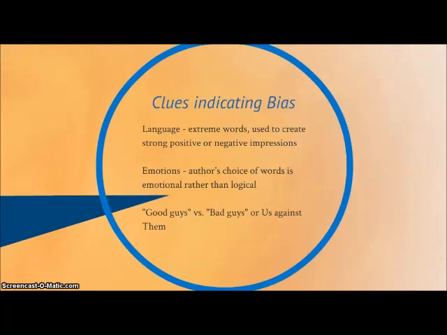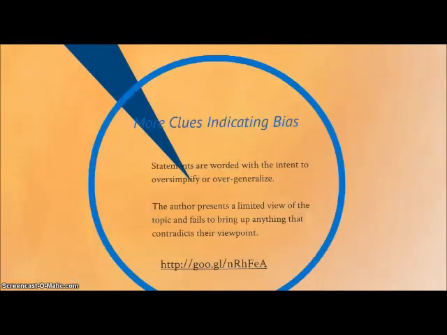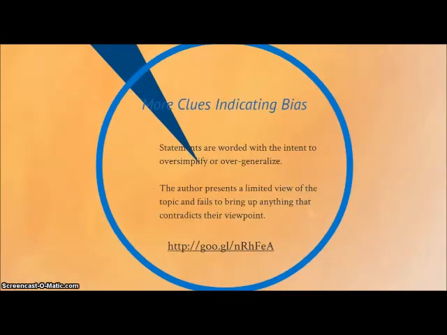Also, another little ploy that an author might use would be, hey, we're the good guys versus the bad guys who have this other opinion of the topic. And so they might say things like, those of us who are very smart would understand this side, or those of us who are good critical thinkers would understand this. So those are some clues that you might notice that the author is really biased toward one side or another.